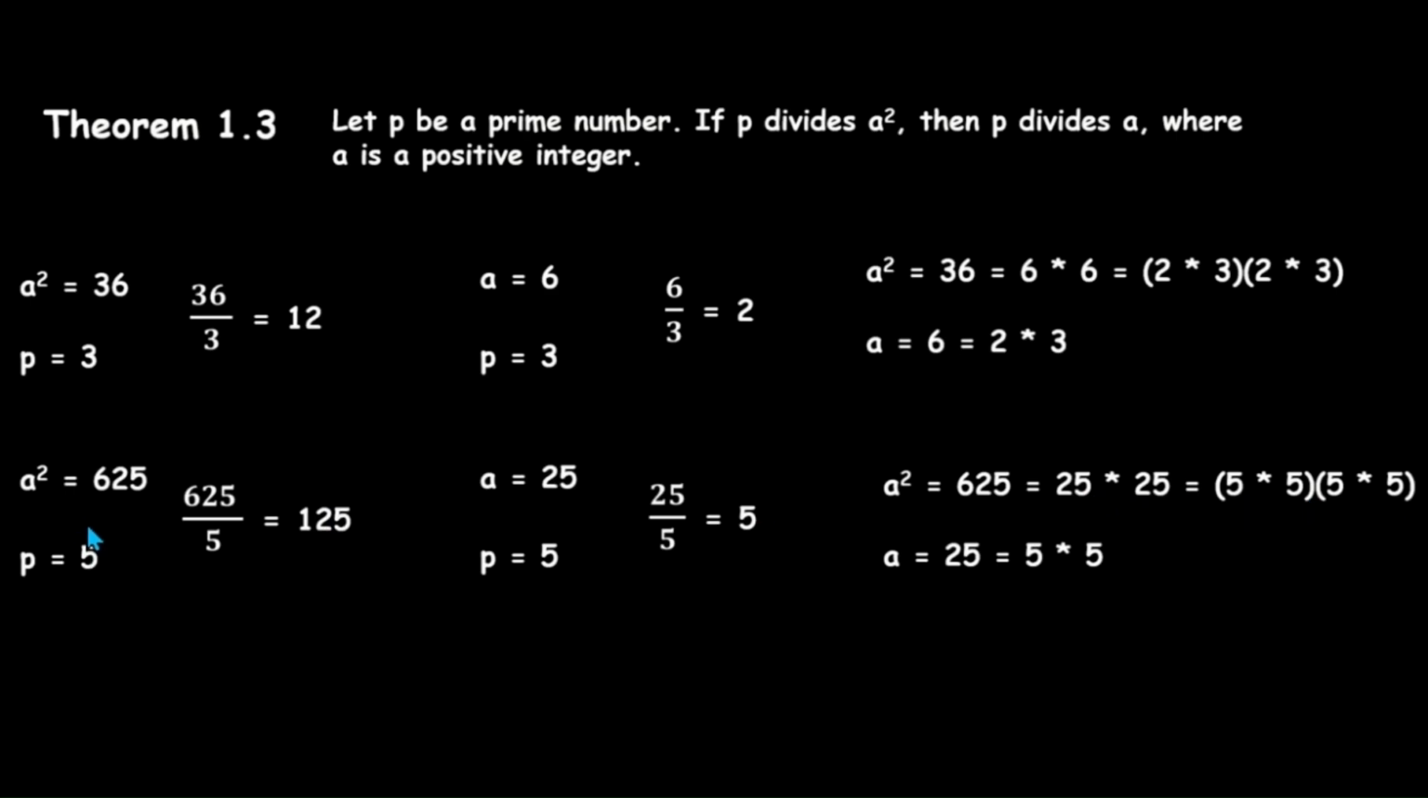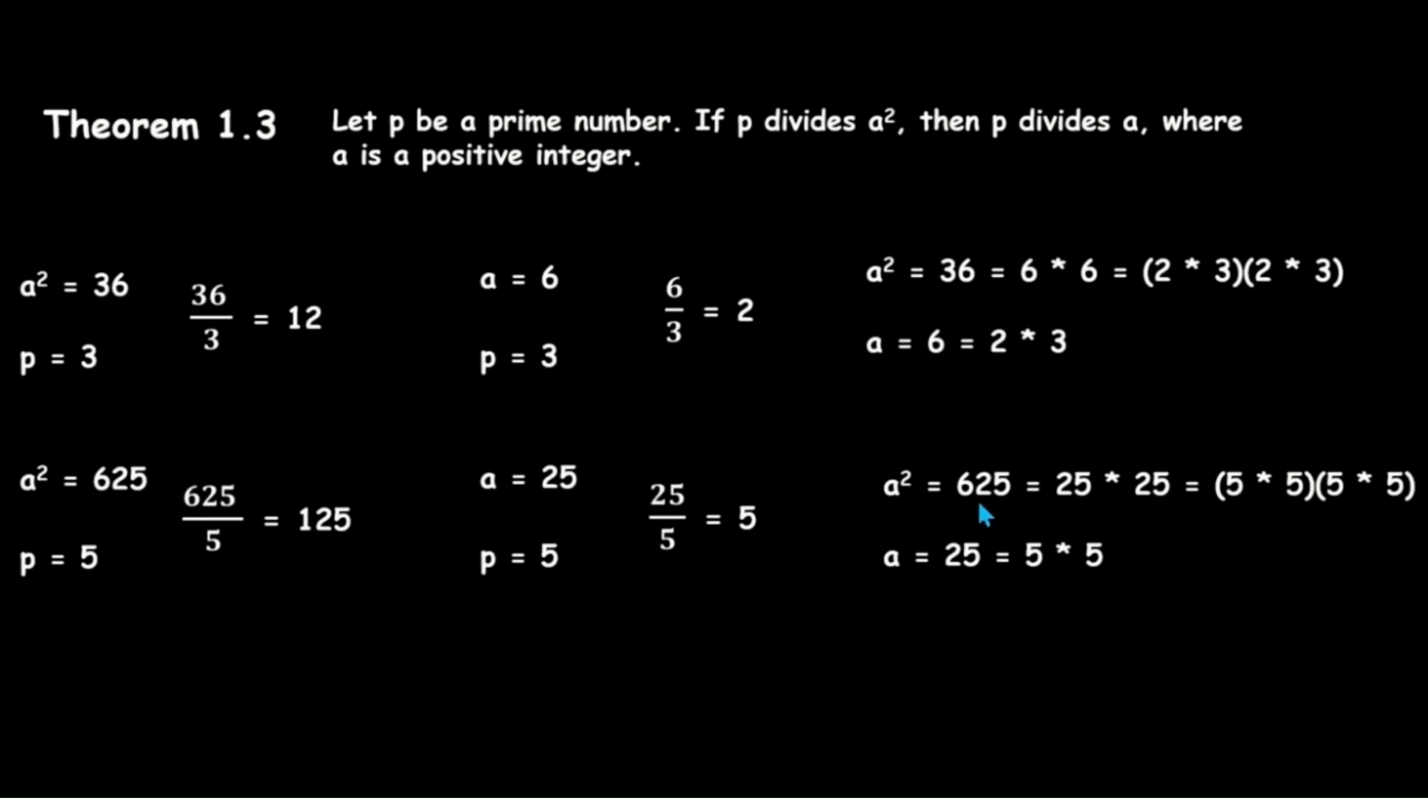So the prime number p, 5, if it is dividing a square, that means that it is cutting one of the 5s here. So it can cut any one of the 5s, only one 5. So let's say prime number 5 is cutting this 5. What remains is 5 into 5, 25. 25 into 5, 125, and that is what we got as the quotient here.